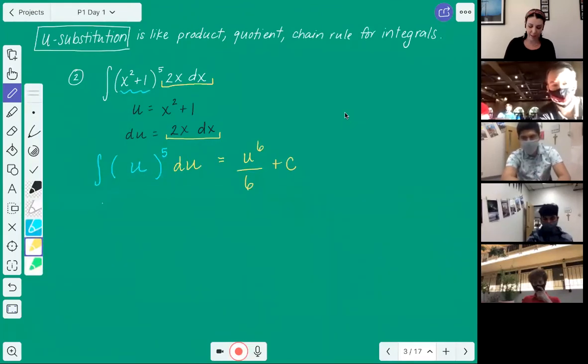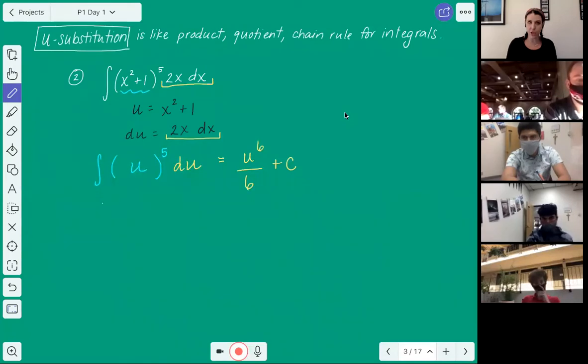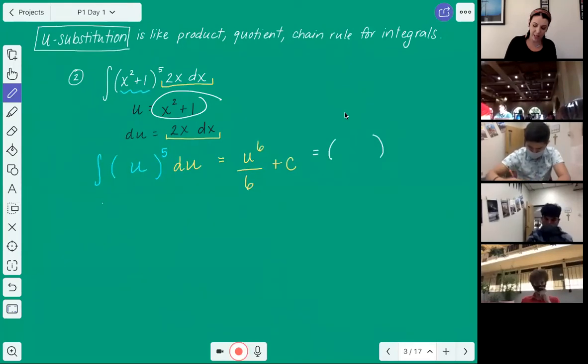Now the final step I need to do, since the original question had x's in it, I need to substitute back in what u was equal to. So u was equal to x squared plus 1. We just substituted it momentarily so that we could take the antiderivative. Now we're going to substitute that back in, meaning our final answer here is going to be, instead of u to the 6th, it's going to be x squared plus 1 to the 6th all over 6, and then plus c.